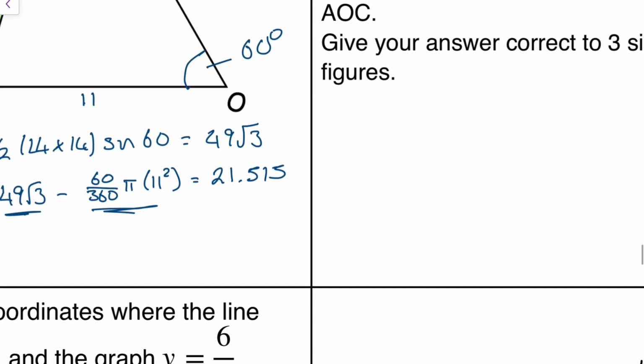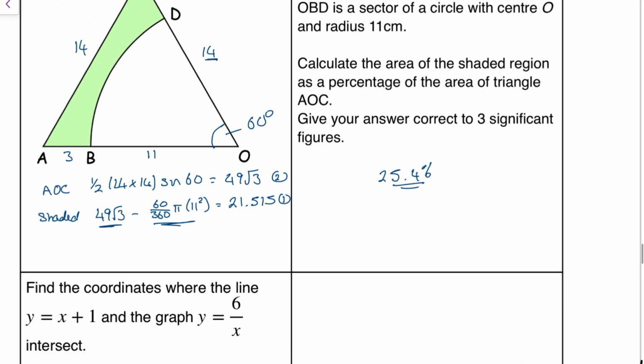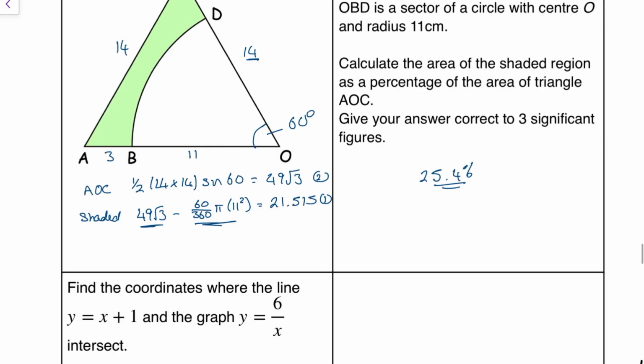And then it wants the percentage. So in other words, I'm going to do the number 1 divided by number 2. So 21.5, it's actually already on my calculator, divided by 49 root 3. And that gives me 25.3504, etc., which I'm just going to call 25.4%. I'd say degrees, but 25.4%. Good question. Sort of very nice, problem-y, but not too difficult type of question.